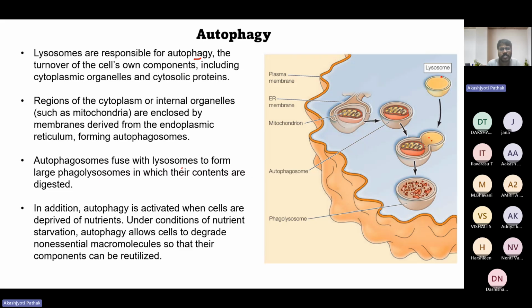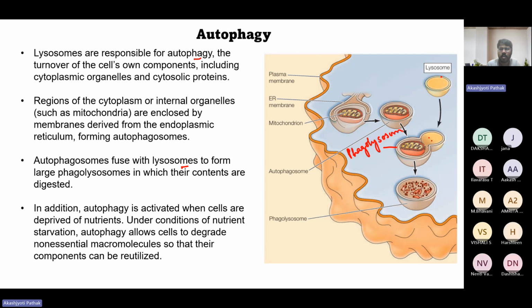Now this autophagosome, what will happen? It will fuse with the lysosome, and it will form phagolysosome. So once it has fused with the lysosome, what is this structure called? This structure is called phagolysosome. Autophagosome plus lysosome is called a phagolysosome. And then, in addition, autophagy is activated. Then what will happen? The cellular contents will be digested.